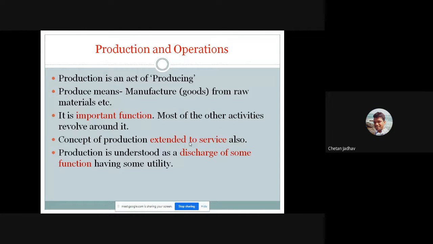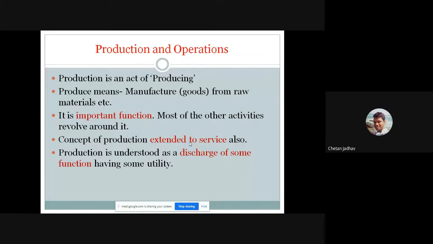Then production is an act of the producer. The word itself indicates that production is the act of the producer. We have to produce our product. Produce means manufacturing goods from raw materials, that is, manufacturing, assembly and finishing goods from the raw materials. It is an important function, and most other activities revolve around it. Production consists of a lot of activities, and it is an important function for the organization. The concept of production extends to service also. Only producing a part or a product is not the job of the organization.